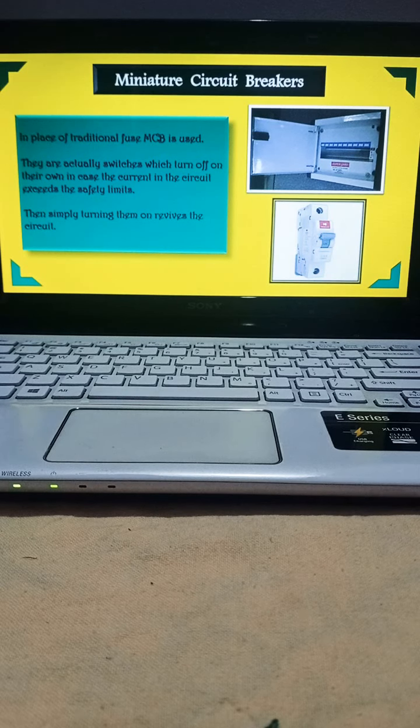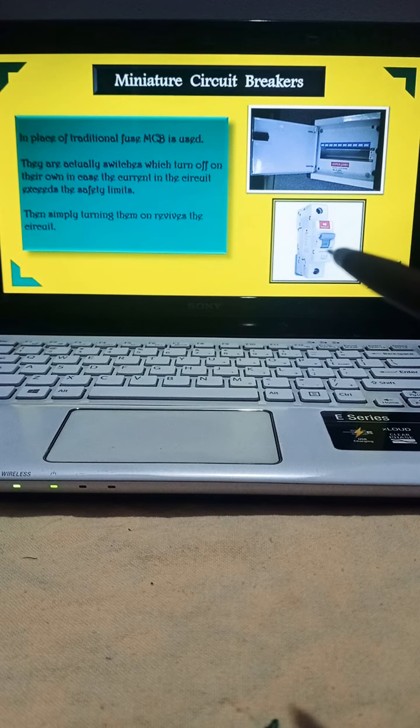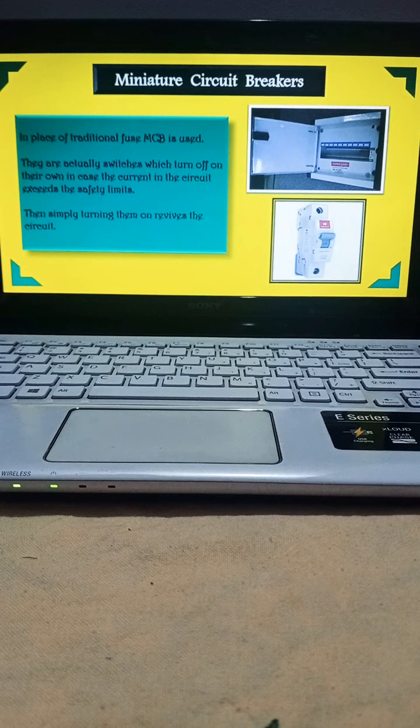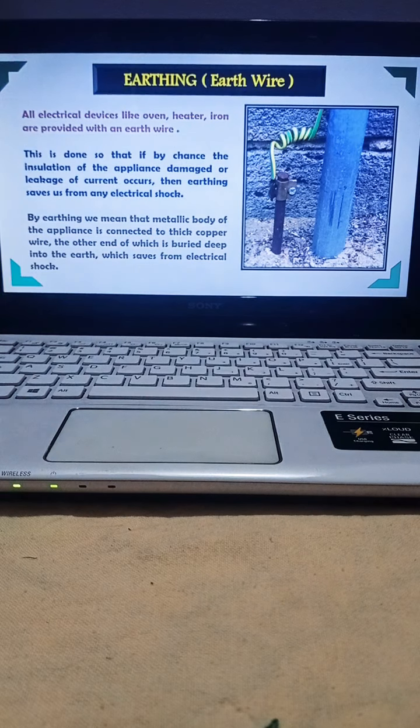How does it work? Because of overloading or short circuit or voltage fluctuation, it switches off automatically. Then we can switch it on again and revive the circuit. So that is the miniature circuit breaker which we are using instead of our old fuse. Next we are going to see what is earthing.